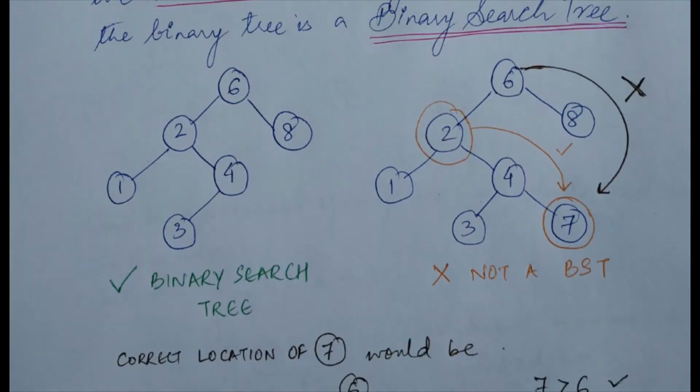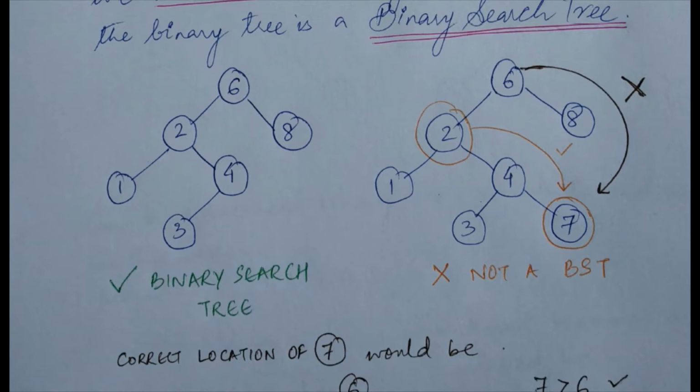So for example, you see this example here. This is the root 6. Okay, 8 is greater than 6, so 8 will go automatically to the right side. 2 is less than 6, so 2 will go here. 1 is less than 2, so it's on the left side. 4 is greater than 2, so it's on the right side. 3 is greater than 2, but 3 came after 4, so 4 was here, so 3 should go on the left side of 4. So on the right hand side, when you see the 7, it cannot be here because 7 is greater than 6.